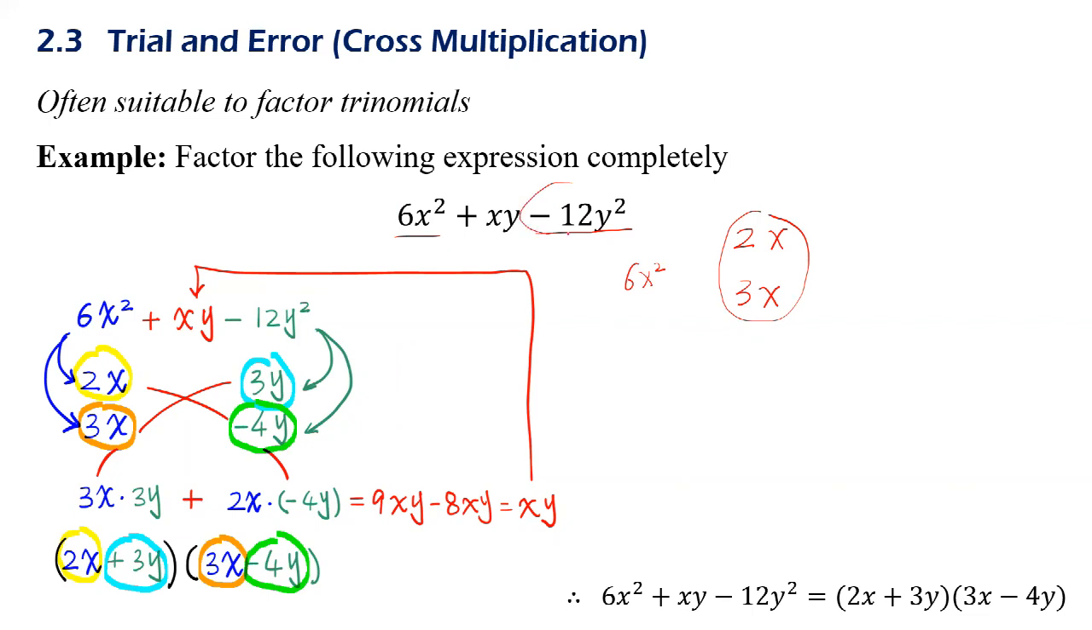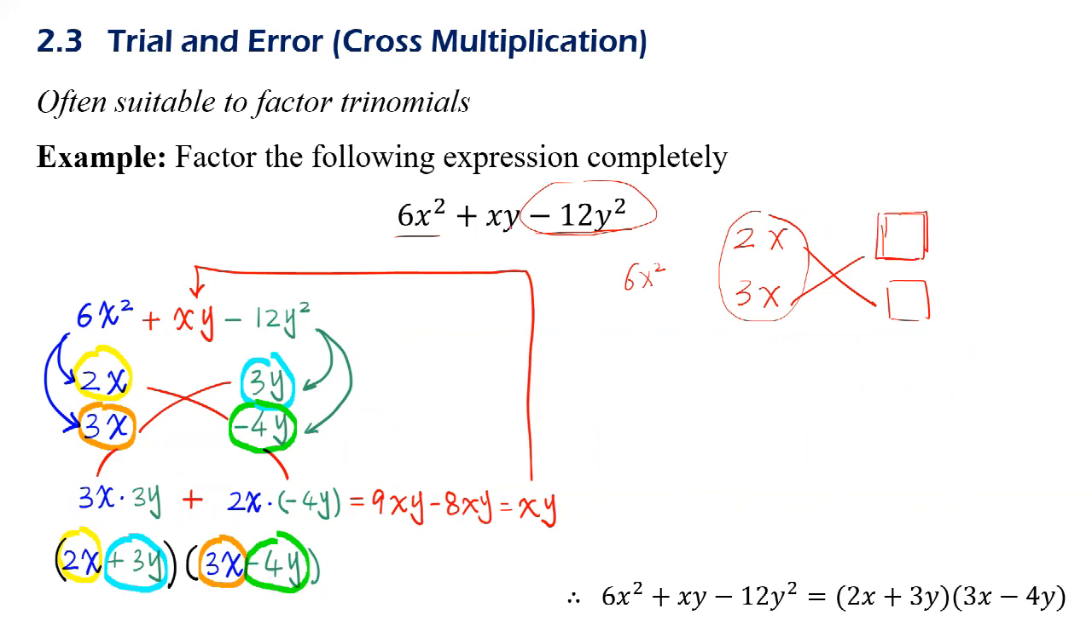Next, we need to factor the other term here. Minus 12y squared. We need to factor it so that the product of these two terms here equals minus 12y squared. And then after we do the cross multiplication, the sum of these two terms should equal the middle term, xy, right? So this is why this method is called trial and error. We need to try different combinations of these two terms here.